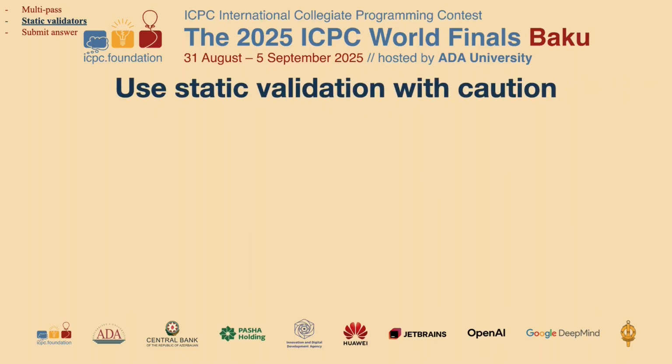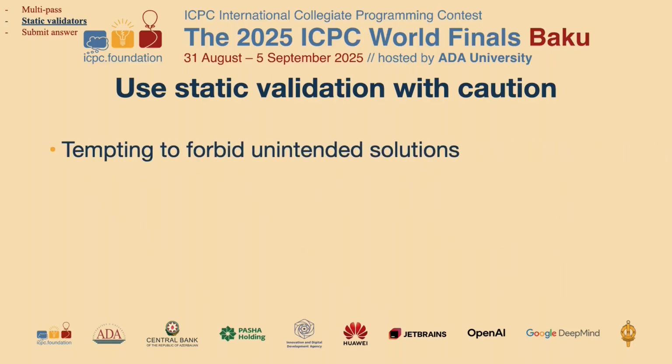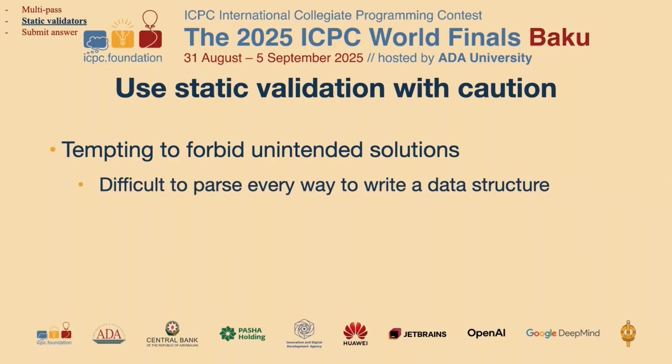So a final little word of caution. It can be very tempting to use static validation everywhere to forbid unintended solutions. Say you want to forbid the use of treaps, or maybe you want to forbid any whatever. It can be very hard to parse the data structure. Like someone can write it in a very weird way, and your parsing could miss it.